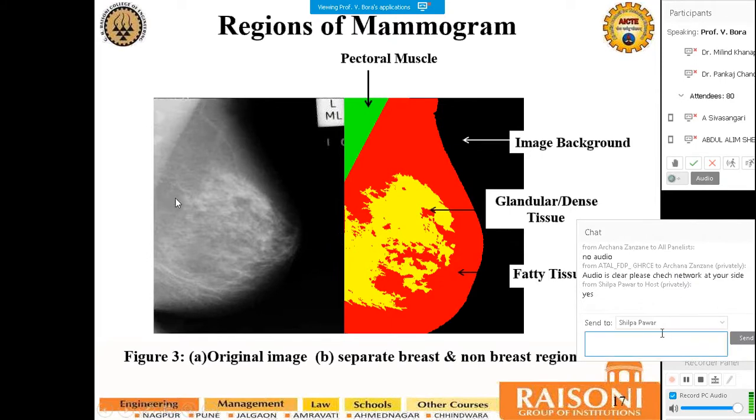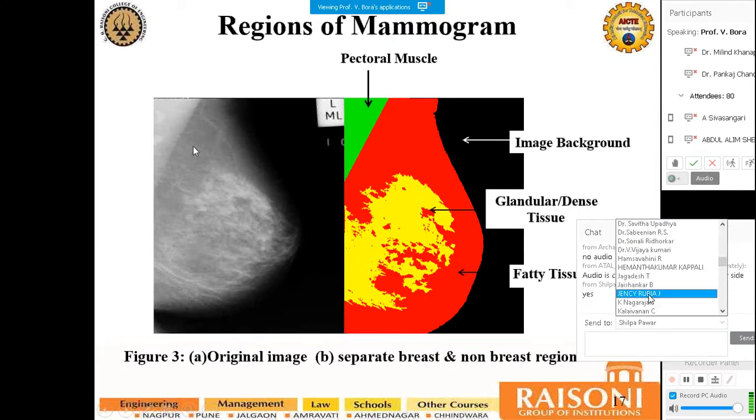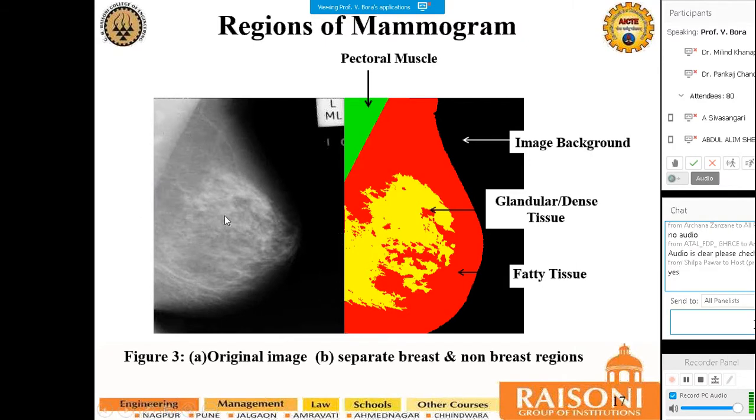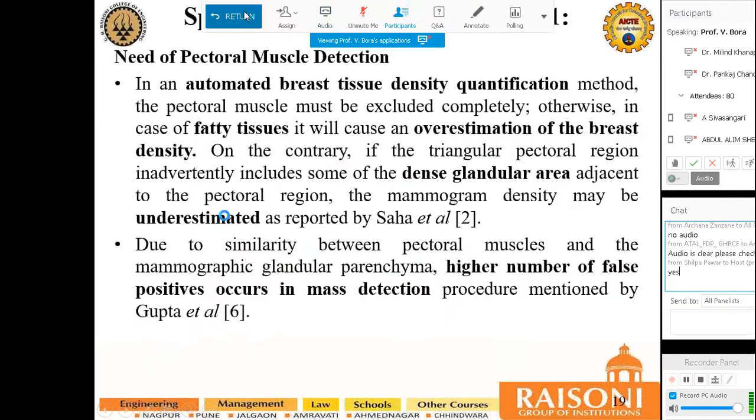Because the radiologists, after seeing the image, are able to see that this is the pectoral muscle. But through the algorithm we need to detect this muscle, and then we need to segment it out, so that for the further analysis it is very much important. Like here we discuss that. First point, why is it important?